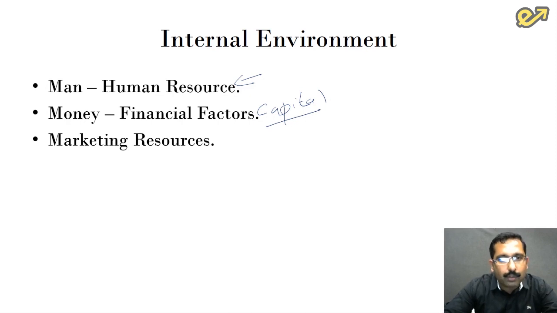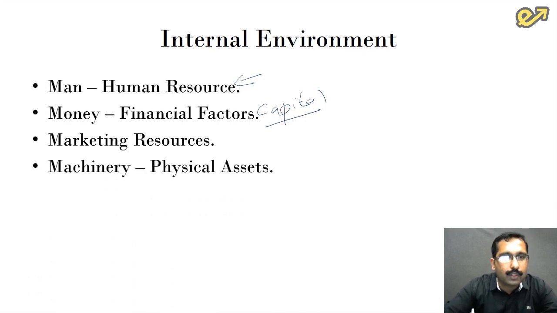So it is up to the company to decide the kind of channel that they want to use, the kind of resource that they want to invest on marketing and other things. And this is also a part of the internal environment. The next one is the machinery, the kind of physical assets the company has got. It also covers the kind of equipments they have and the kind of technology that they want to bring in. All these things are decided by the company, and hence it is the component of the internal environment.